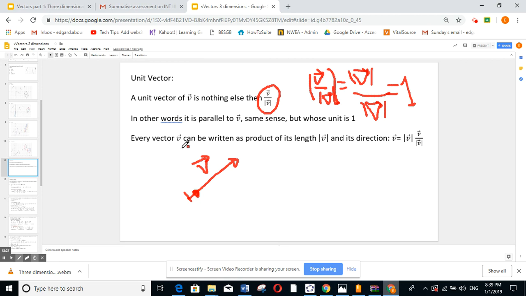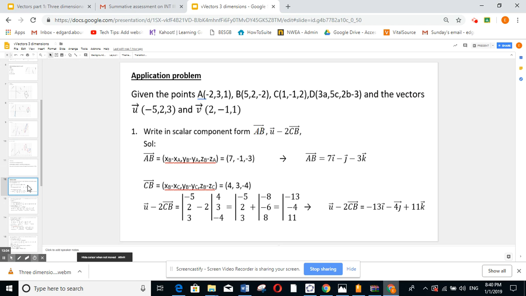And if I want to write a vector v as a product of its length, you know the length is the norm, and its direction, parallel to it and the same sense, it will be norm of v times v over its norm. If you cancel, you're going to get vector v equals vector v. So if they ask you about the unit vector of a vector, you just do v over its norm. And if they ask you to write v as a product of its norm and its direction, you do norm of v times v over norm of v. So we're going to see these in application problems.